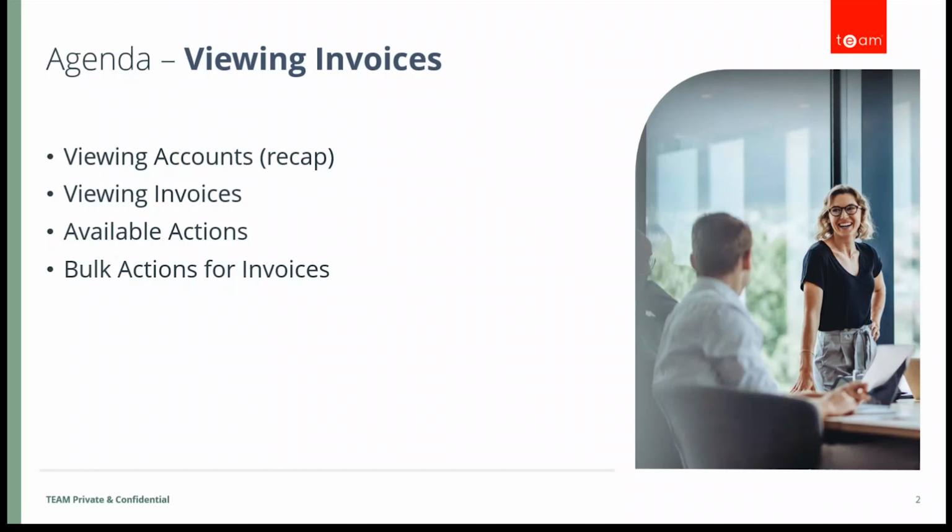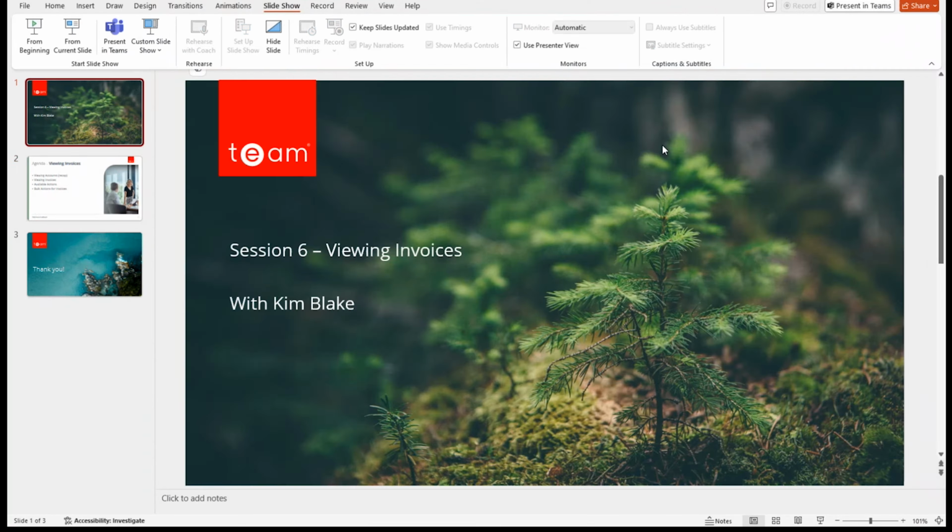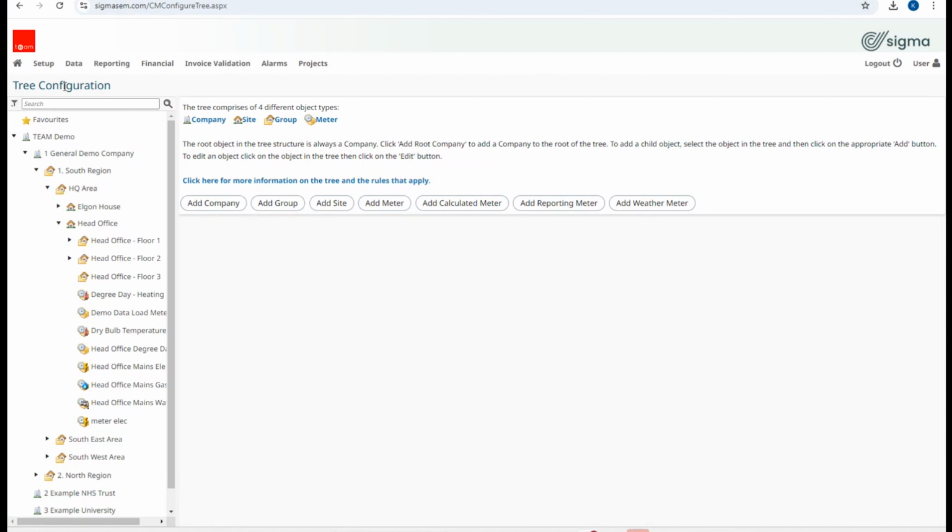So in this session, I'll do a recap on viewing accounts, which we did in the previous session. Then we'll look at viewing invoices, and then what the available actions are for an invoice and what bulk actions you can perform. So I'll move into the live database, and as you can see, I'm in the tree configuration.